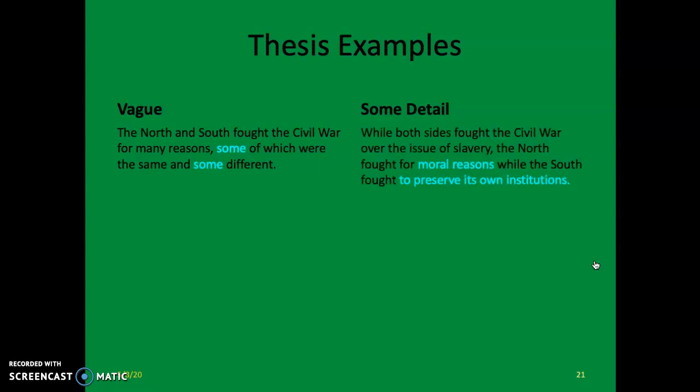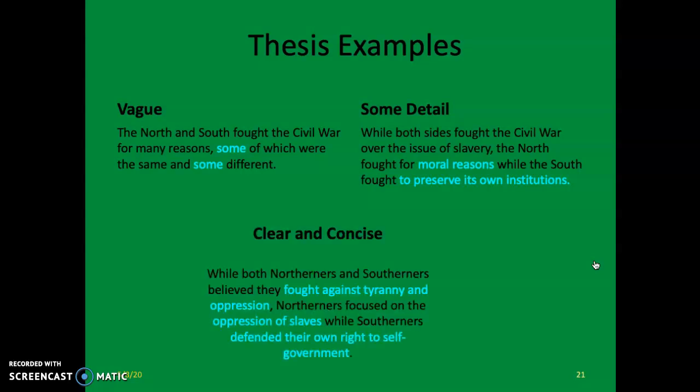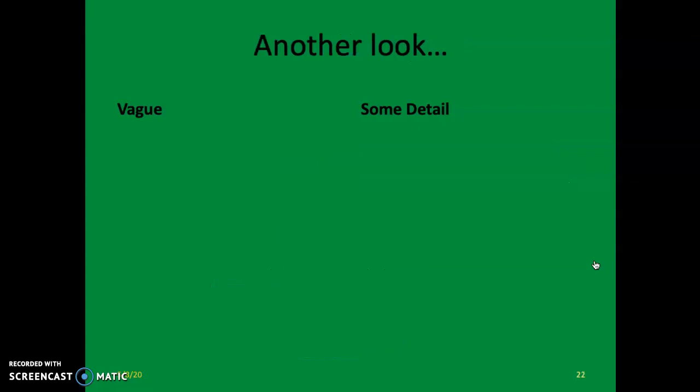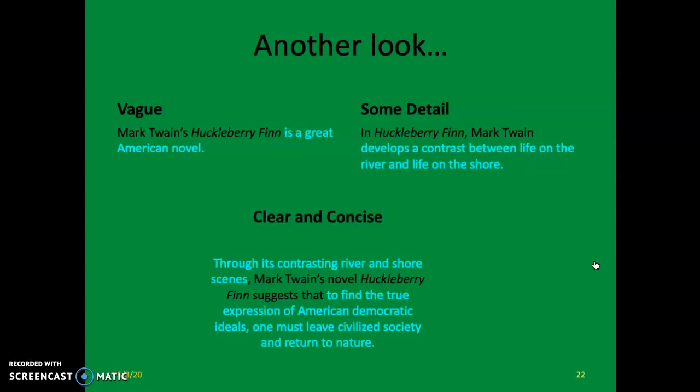All right, then we have the same thesis statement explained a little bit better using more clear language. All right, and then we have a very clear and concise thesis statement. Okay, so word choice matters. It is very important that you be very selective when you're using words and how you choose words to make your ideas clear. All right, another example of a vague, detailed, and concise thesis statement.